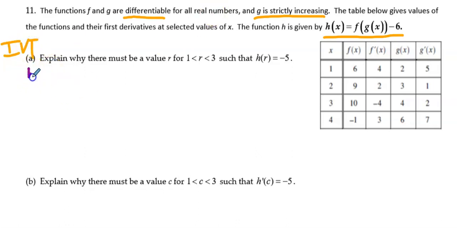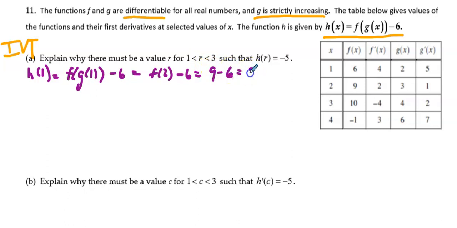Let's look at it. Let's figure out what h of 1 is first. So h of 1 is going to be f of g of 1 minus 6. So I'm going to plug into this right here. g of 1 is 2. So I want f of 2 minus 6. And f of 2 is 9. 9 minus 6 is equal to 3. So h of 1 is equal to 3. Let's look at what h of 3 is.